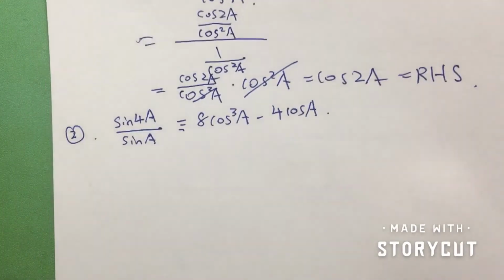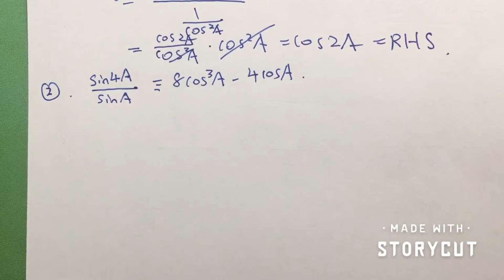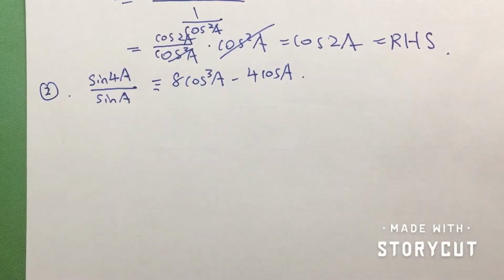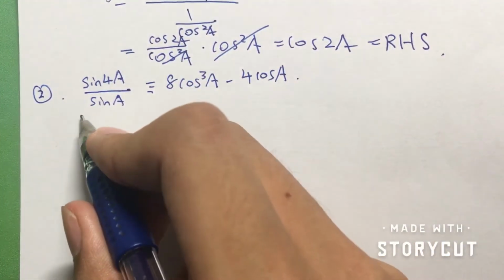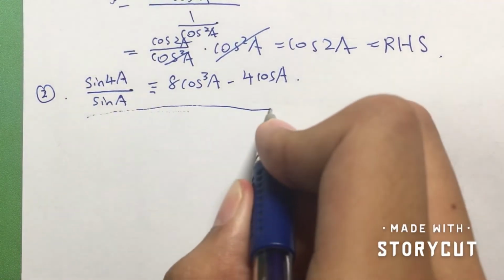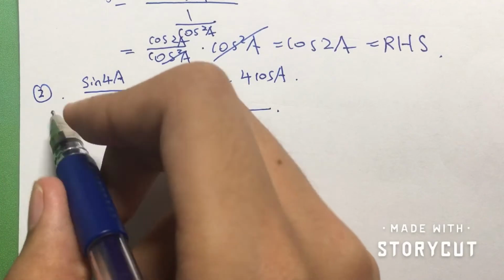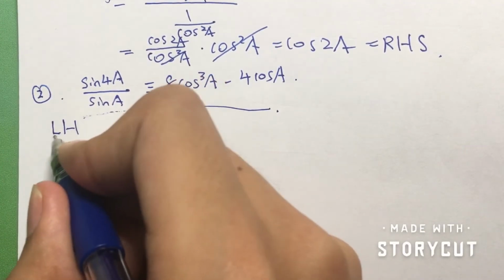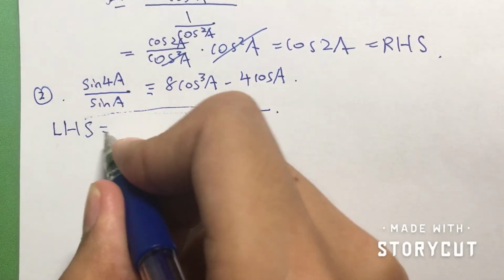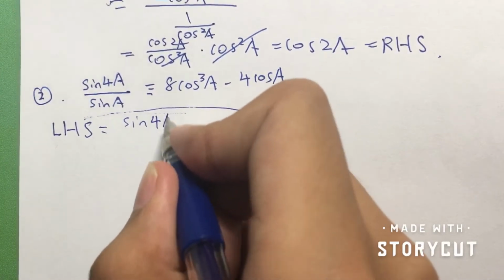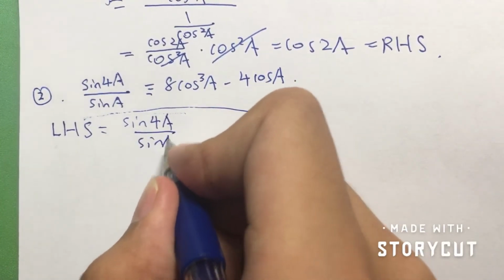So now let's move to another medium question, and it is this question. So the same thing, when you are doing identities, you always start from one side. So left hand side equals sine 4a over sine a.